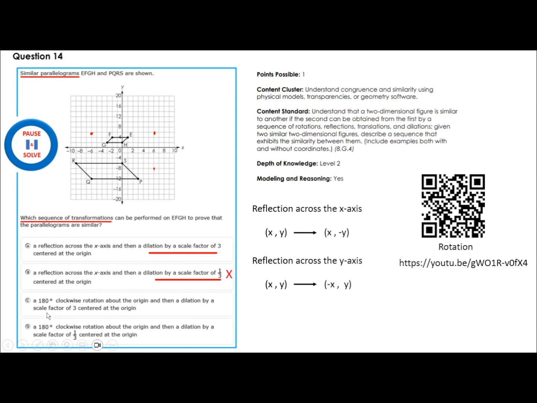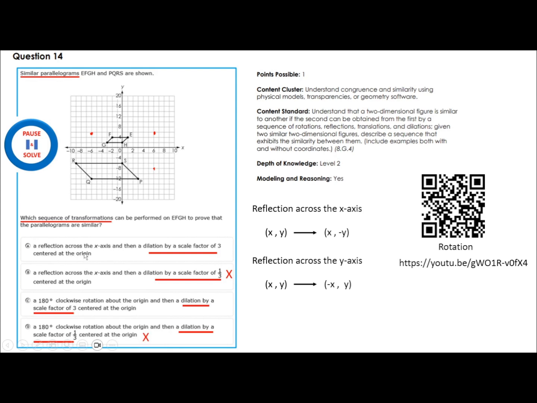Look at C. A 180 degrees clockwise rotation about the origin and then a dilation by a scale factor of 3. That is a possibility, so we come back to it, okay? Look at D. A 180 degrees clockwise rotation about the origin and then a dilation by a scale factor of 1/3. No, because we are coming from this to this. We're increasing it, so that's not an option either. So we have to discuss two possibilities, the option A and option C.